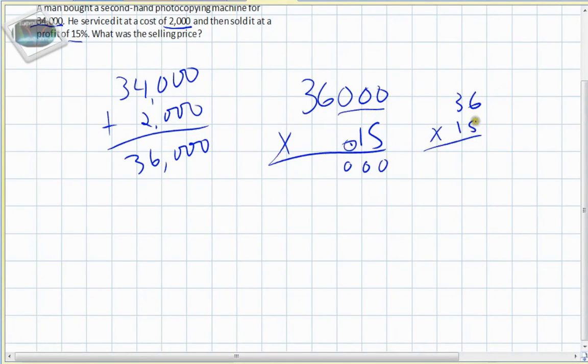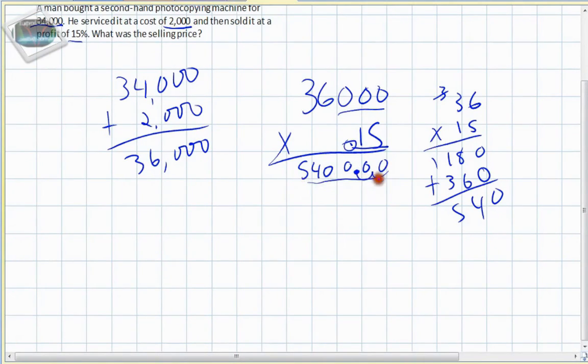Okay? So 5 times 6 is 30. 5 times 3 is 15, plus 3 is 18. Okay, so we put a 0 because we're moving on. This is 6. This is 3. We're going to add 0, 14, 1, 5. Okay, so we have 540. We just put that in front of our other zeros. Okay, there's 2 numbers behind the decimal place, so we have to go 1, 2. That's where our decimal place goes. So this is 5,400.